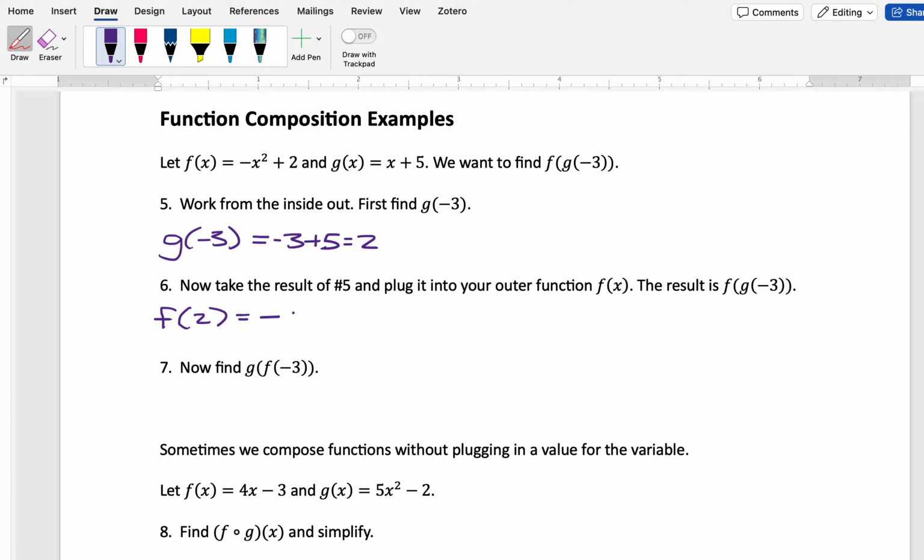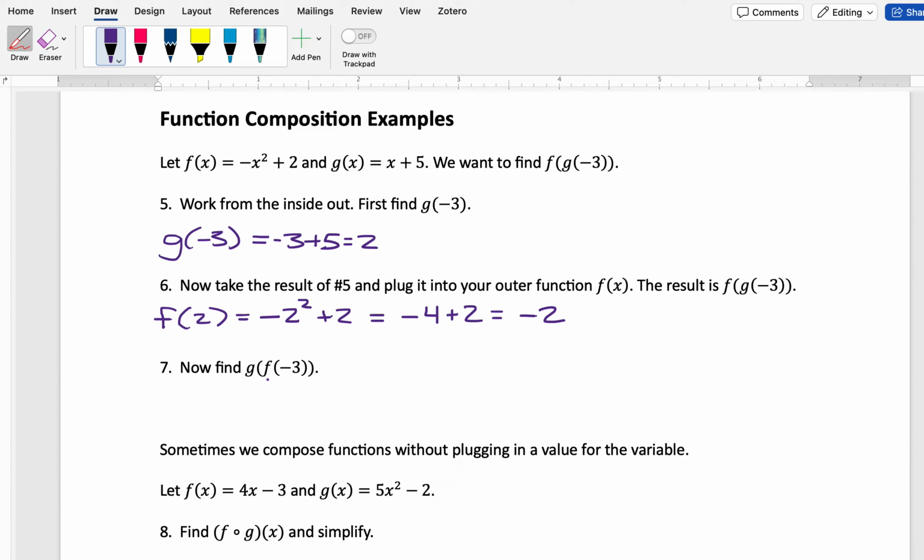is going to be negative 2 squared plus 2. Now here, note that this negative sign is outside in front of the x squared, and so I'm going to do 2 squared and then make it negative. So that's minus 4 plus 2, which equals negative 2.